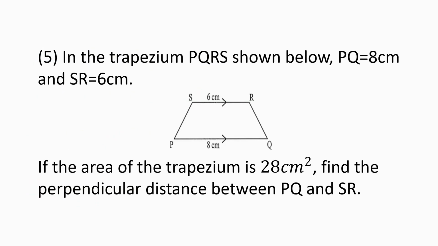Question 5. In the trapezium PQRS shown below, PQ is equal to 8 centimeters and SR is equal to 6 centimeters. If the area of the trapezium is 28 square centimeters, find the perpendicular distance between PQ and SR. So you need to recall the formula of computing the area of a trapezium.